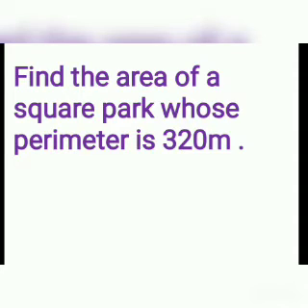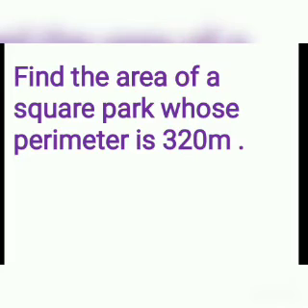So, what is given? Whose perimeter is 320 meters. So, the perimeter of the park is given. That means the boundary distance of the park is given. So, connect what is given to what we have to find. What is given here? Perimeter is given and we have to find area.